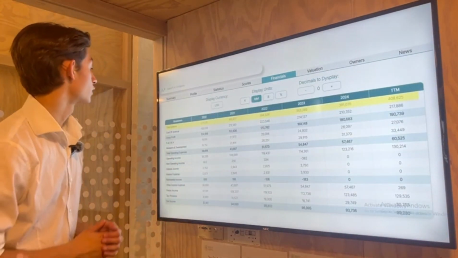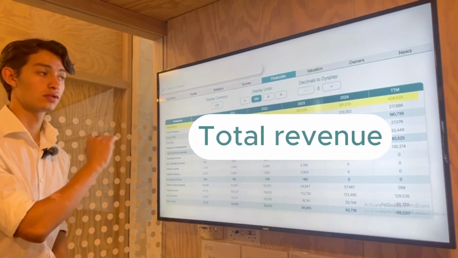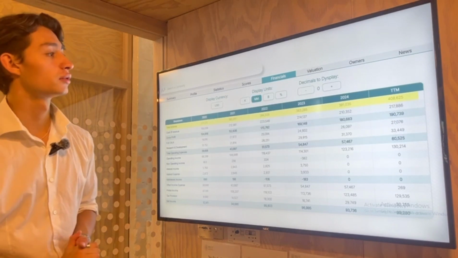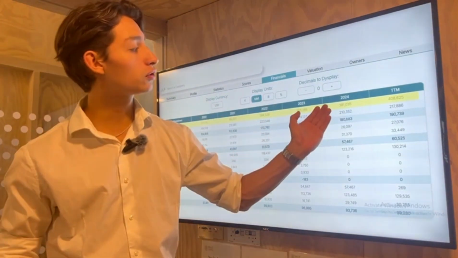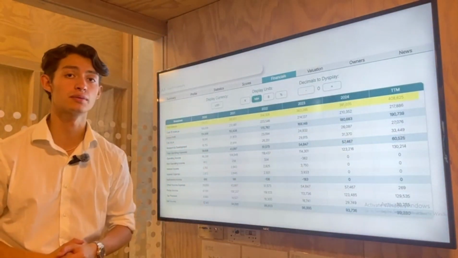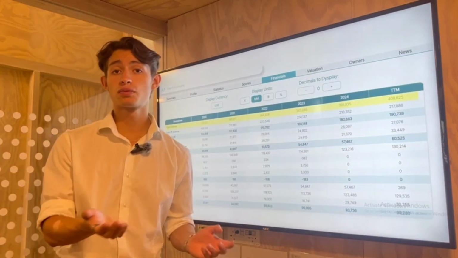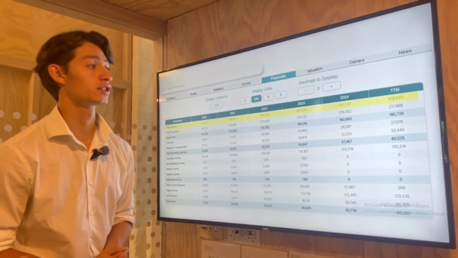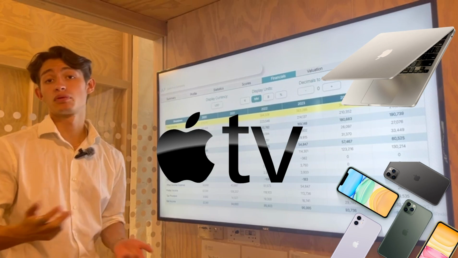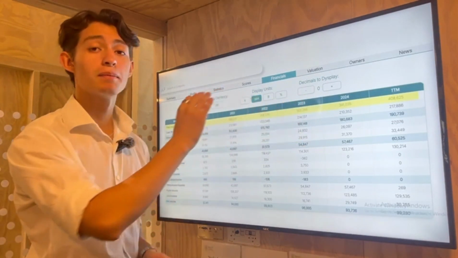All the income statements are going to be broken down as you can see here. The first line is always going to be total revenue. In this case, we can see that Apple made almost $400 billion in 2024 of total revenue. What is total revenue? Well, these are basically the sales of the company. In this case, this will involve Apple products such as iPhones, Macs, or even Apple TV. So from all their products, they sold $391 billion.